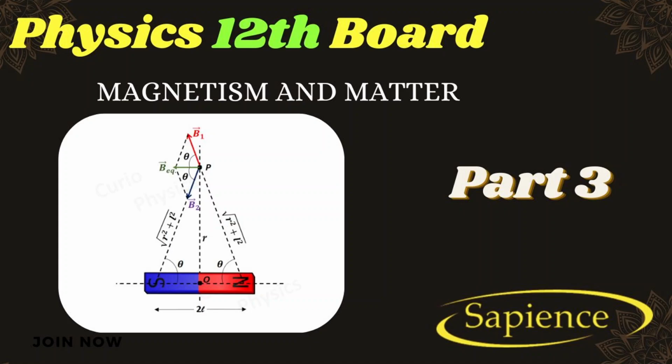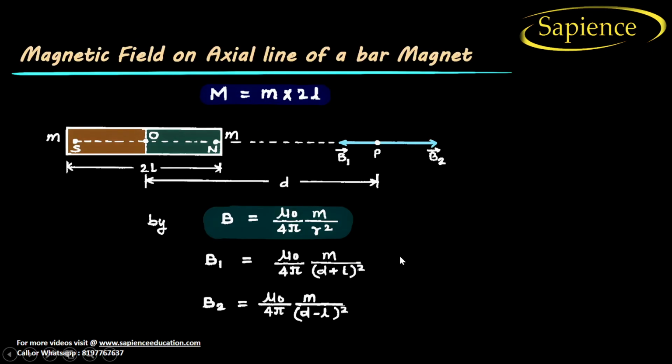Today I am going to discuss a few topics related to magnetism and matter. So let us discuss. The first topic we will discuss is the magnetic field on the axial line of the magnet. So let us consider this is a magnet.